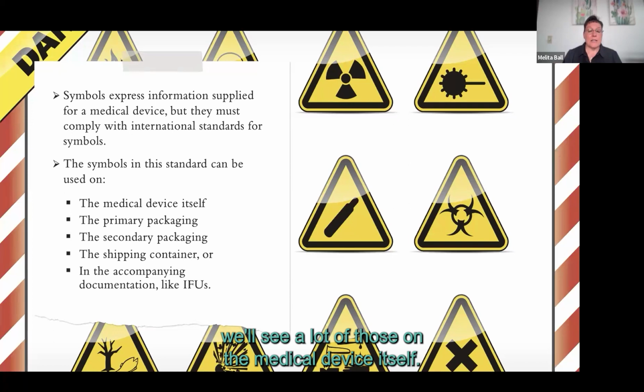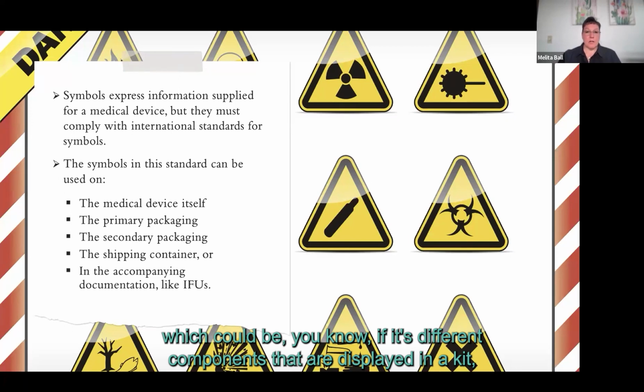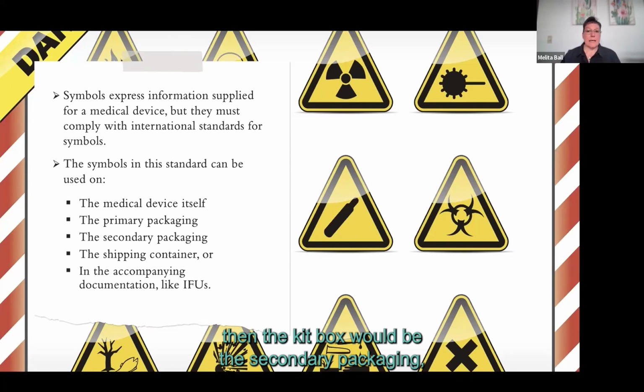We'll see a lot of those on the medical device itself. You can also put symbols on the primary packaging, which is the packaging that is typically inside the box that houses the actual device. You can also put it on secondary packaging, which could be, if it's different components that are displayed in a kit, then the kit box would be the secondary packaging, and then each individual device would be packaged inside. So the secondary packaging, it could appear there.